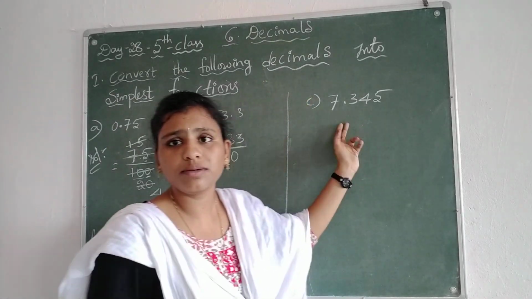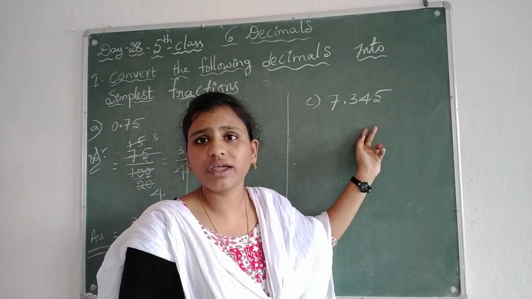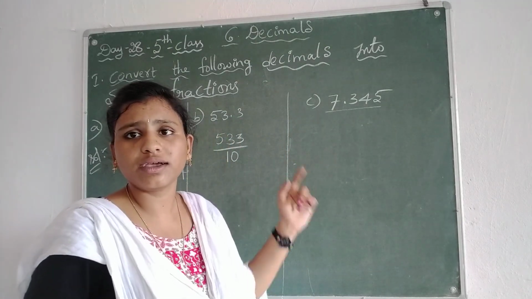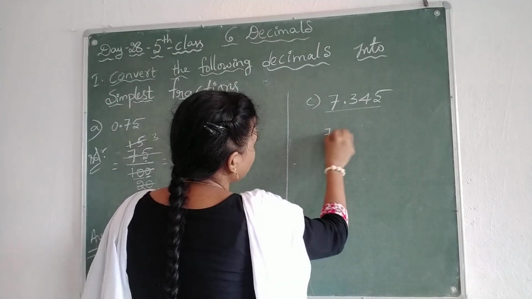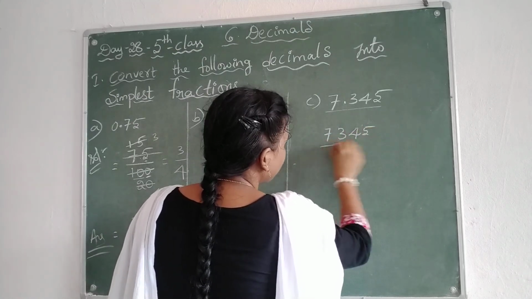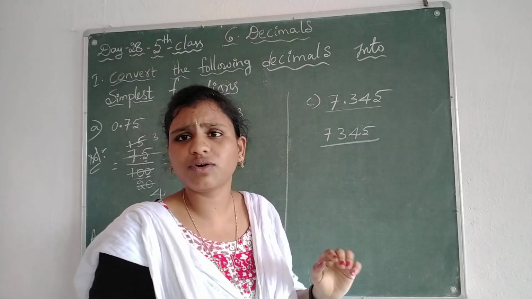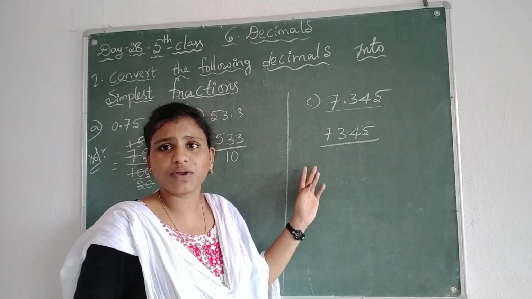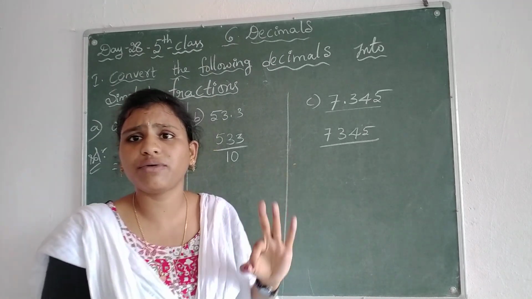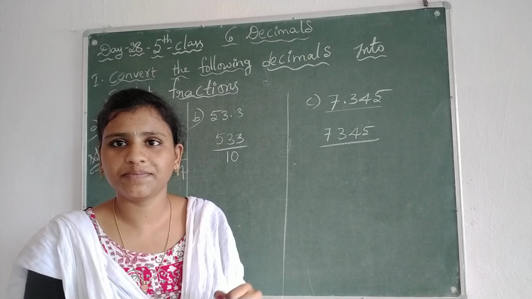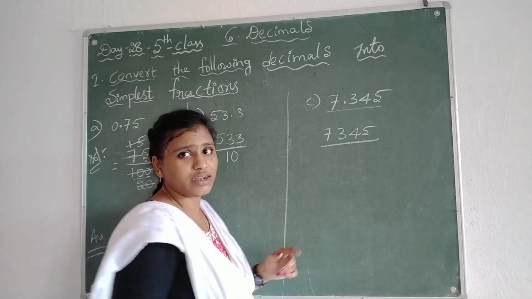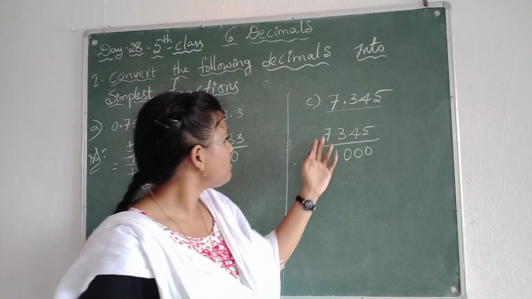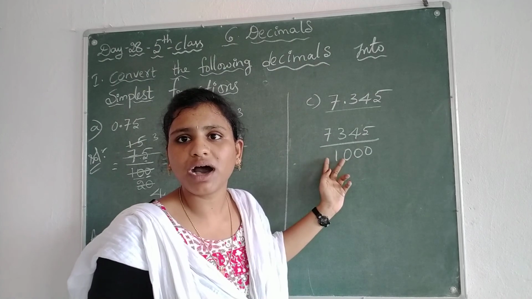See here 7.345. First take this number without the point in the numerator place. So 7345 by, see here how many digits after the point? 3 digits after the point, right? So 3 zeros, what is that number? Yes, 1000. So write 1000 here. So the number is 7345 by 1000.